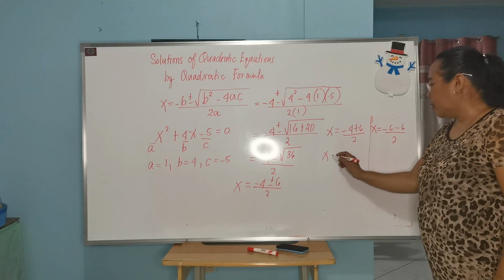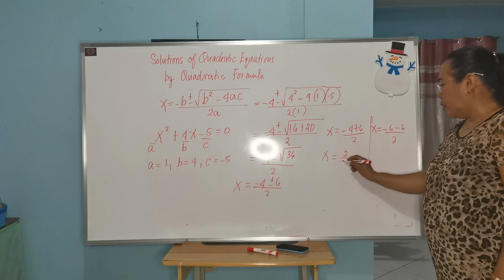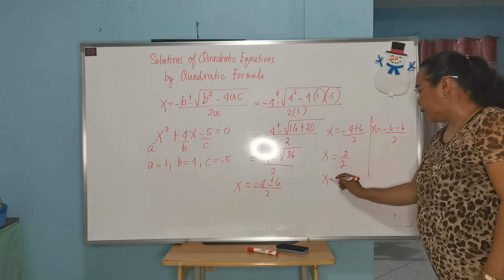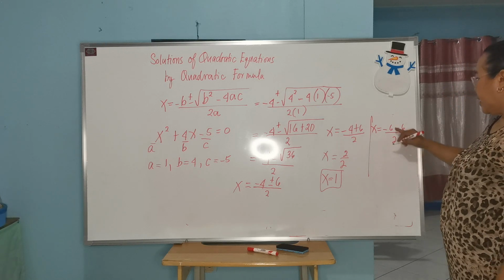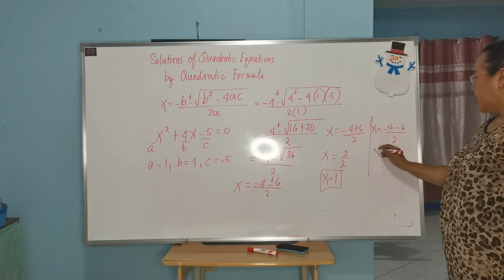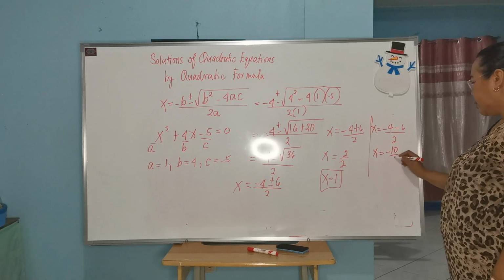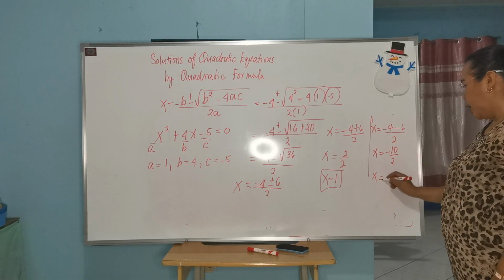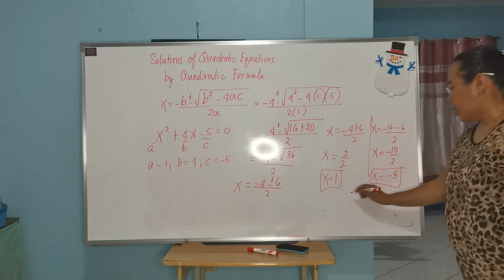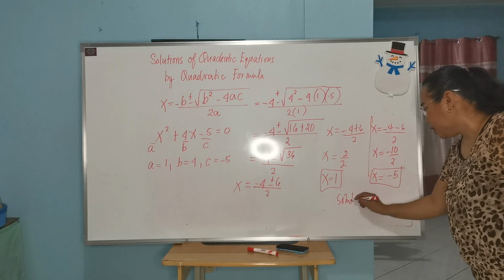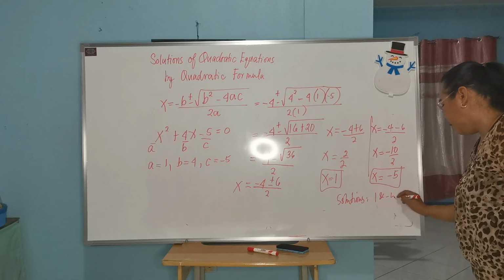So we have now 6 minus 4 will give us 2 over 2. So therefore, the first value of your x is 1. On the other side, negative 4 minus 6 is negative 10 over 2. So therefore, our x is negative 5. Okay? So our solutions here are positive 1 and negative 5.